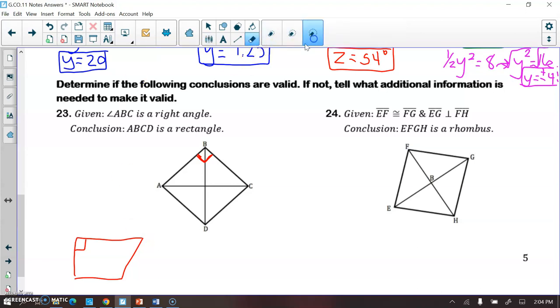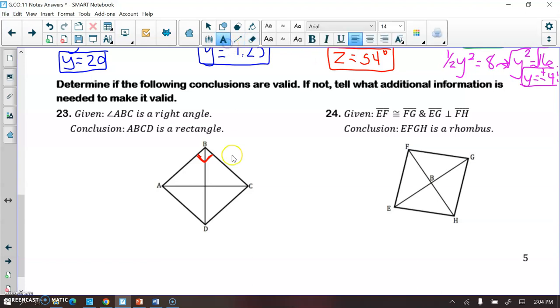So in order to make this valid, what we could know is that this is a parallelogram, and then that would mean that opposite angles are congruent here, making this 90 degrees, which would make these two 90 degrees as well. So that's just one set of information that we could know in order to make the conclusion valid.